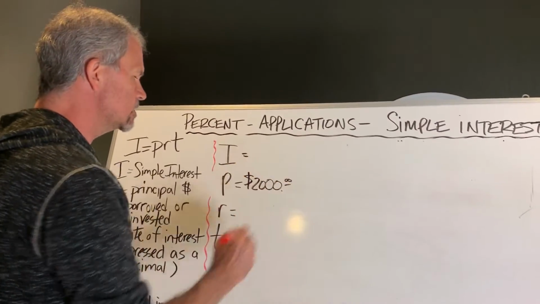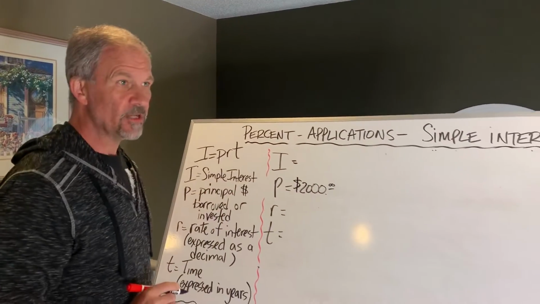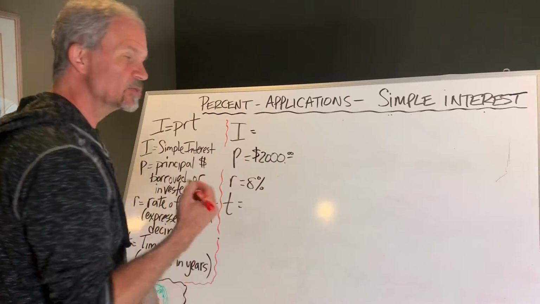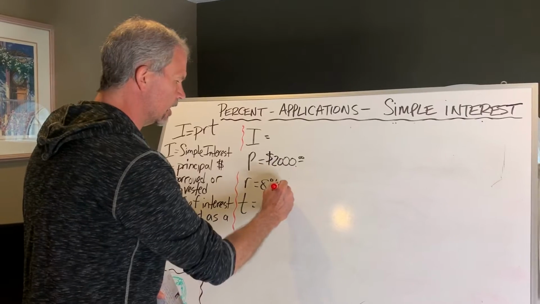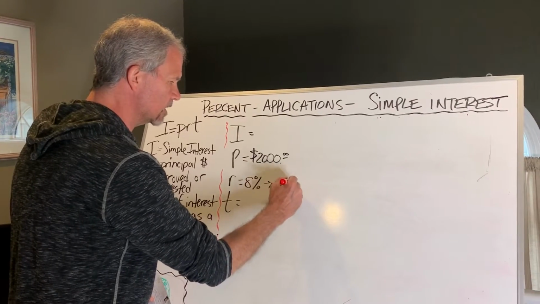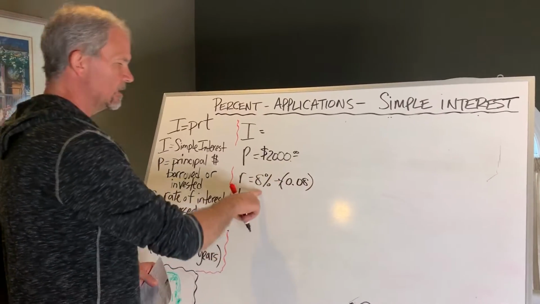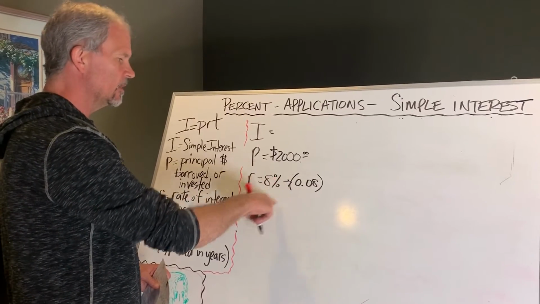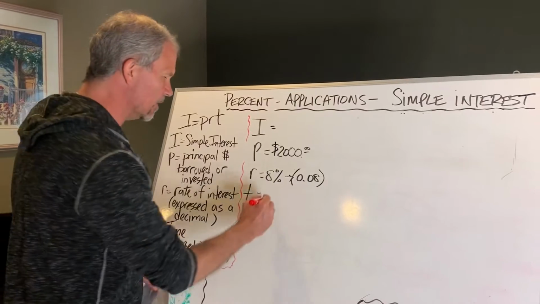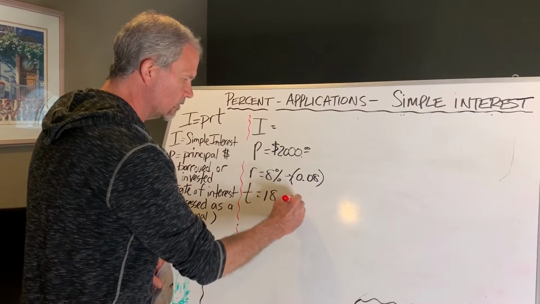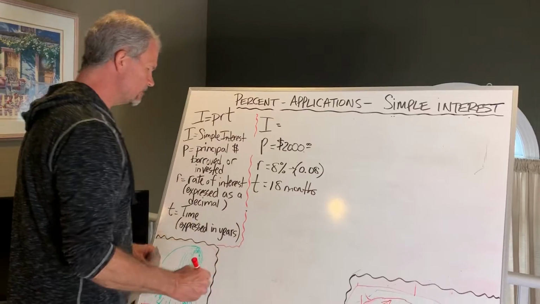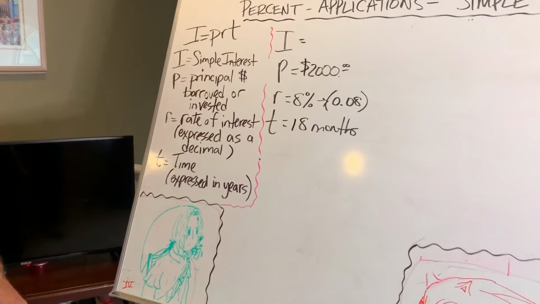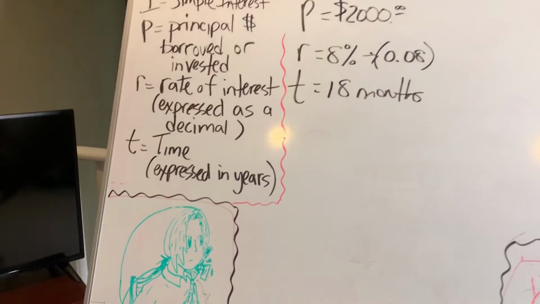So $2,000 in principal. I know the rate of interest. It was 8%. But remember, express that as a decimal. So I'm going to say that's 0.08. Remember? 8%, 8 over 100, 8 divided by 100 is 0.08. The time is, what did I say? 18 months. Uh-oh. What does time have to be expressed in? Years.